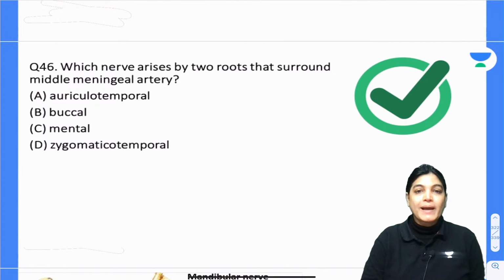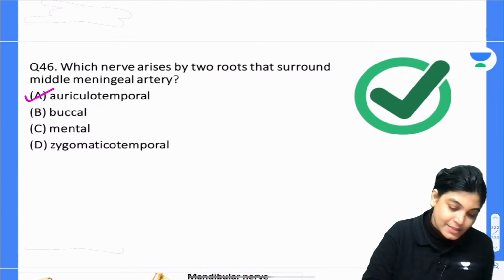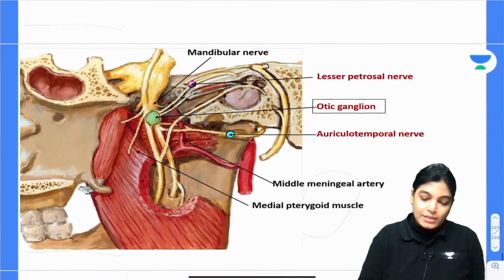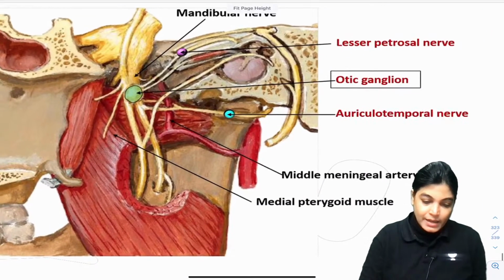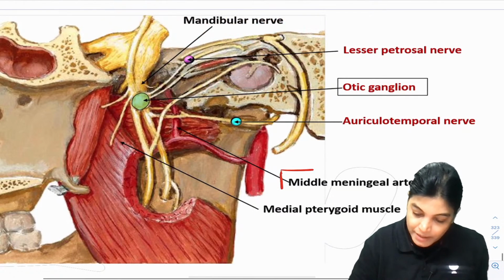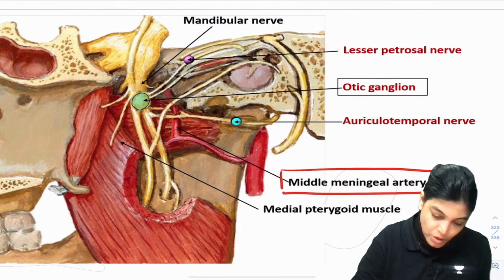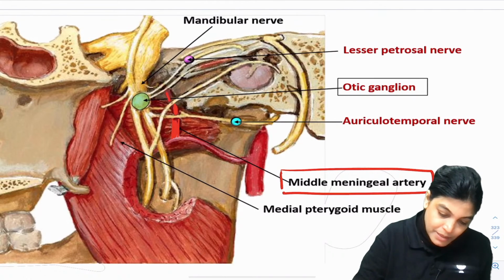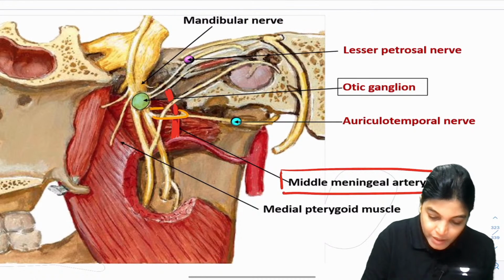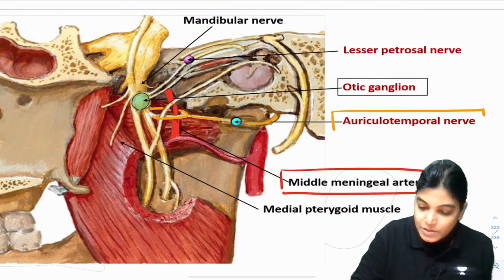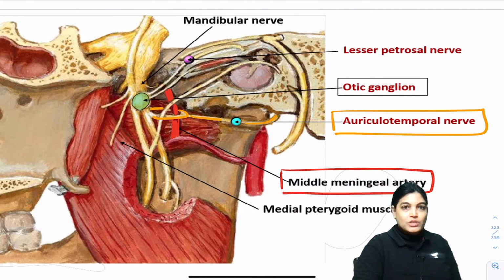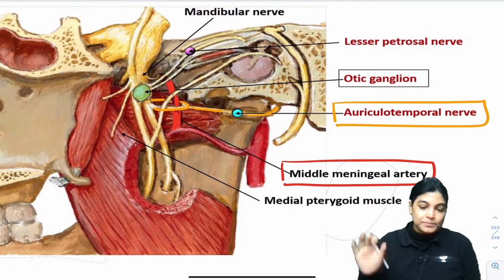Actually, the correct answer is the auriculotemporal nerve. See here, in this diagram, if I enlarge it, you can clearly see the middle meningeal artery. This is the middle meningeal artery, no doubt. This one is important, this is the nerve. Now you can see a very beautiful diagram showing a loop formed by a nerve, and this nerve is the auriculotemporal nerve. So the auriculotemporal nerve forms a loop around the middle meningeal artery, as seen in this diagram.